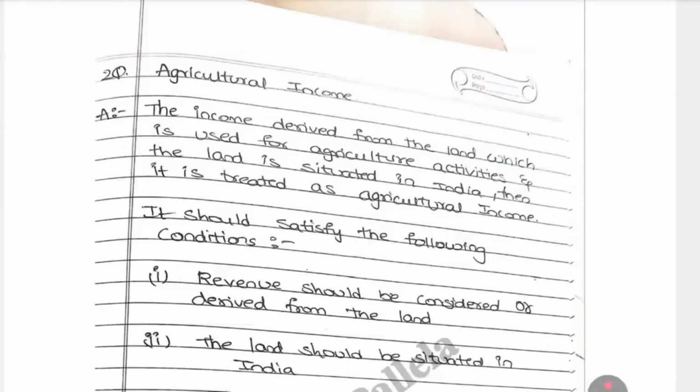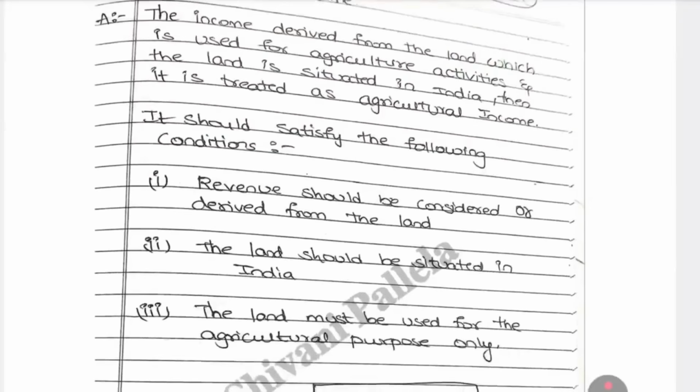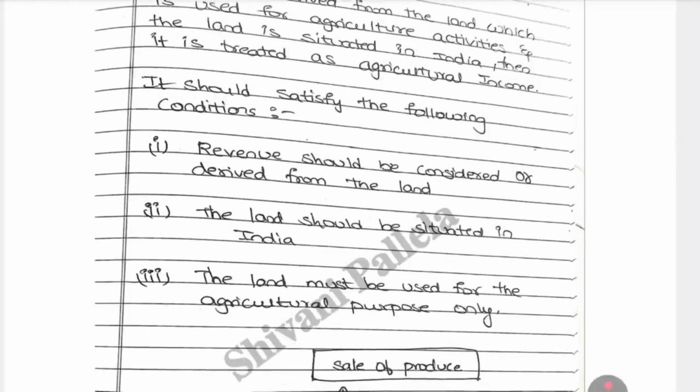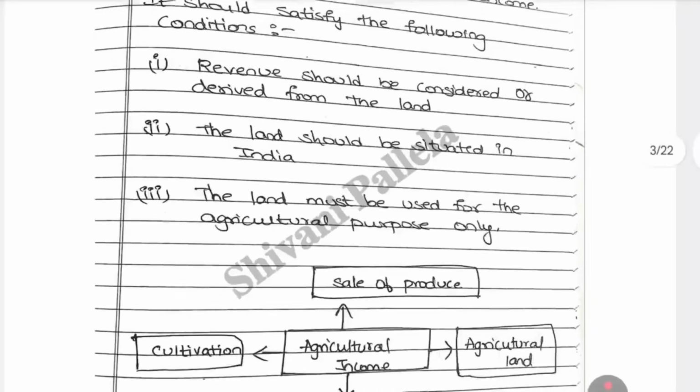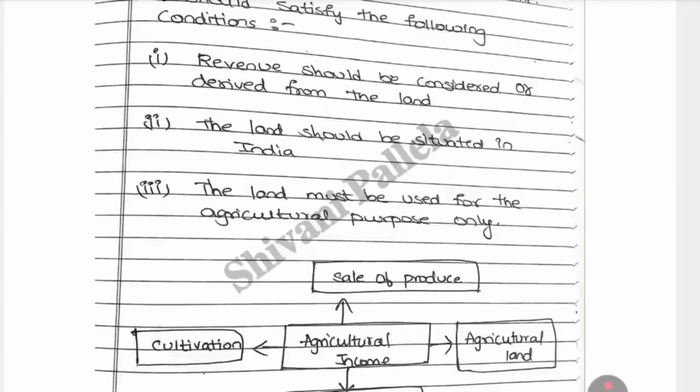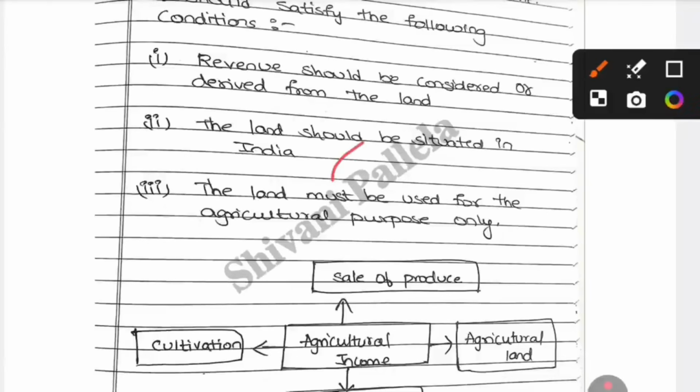For it to be agriculture income, what are the three conditions to satisfy? The revenue should be generated directly from the agriculture land. Next, the land should be situated in India. Whatever agriculture land you have, it should be situated in India only. Next, the third rule is that the land must be used for agriculture purpose only.